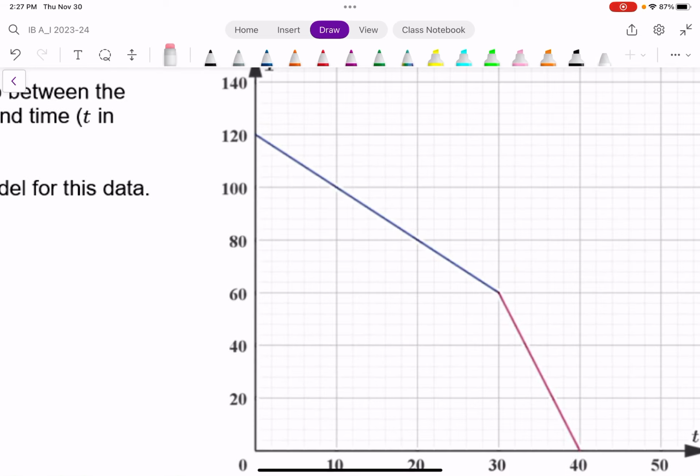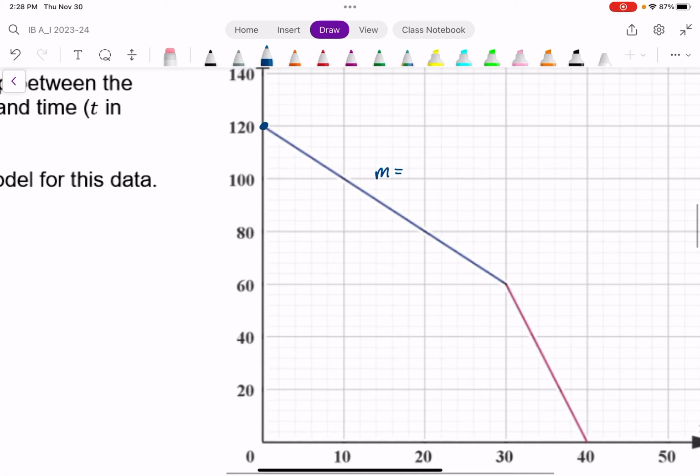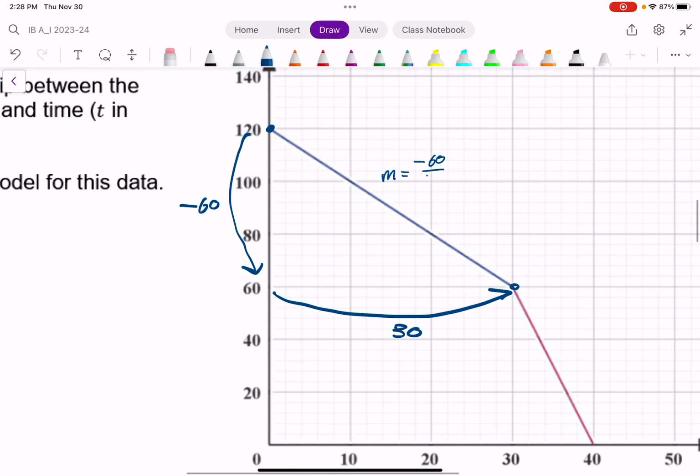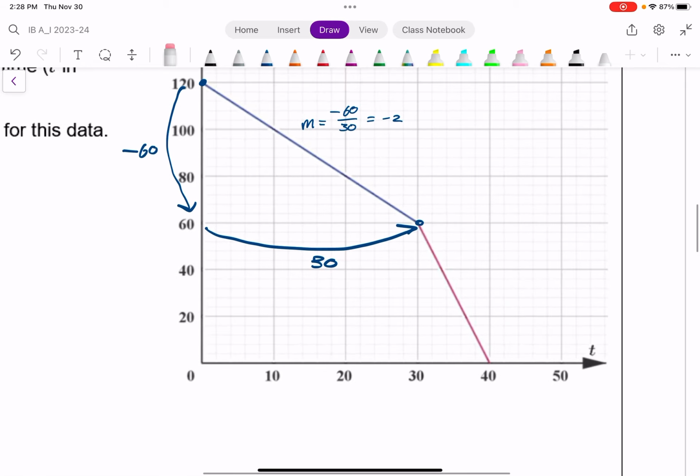So the part in blue, these are lines, and if I want to find the equation of a line, I definitely need the slope. So if I look here, I can see the slope, the gradient from here to here. I can see I'm going down 60 and I'm going over 30, looking at the scale of my graph. So my slope is negative 60 over 30, or negative 2. That said, let's look at my other line segment. From here to here to find the slope, this is going down 60 and going over only 10. So this has a slope of negative 60 over 10, or negative 6.